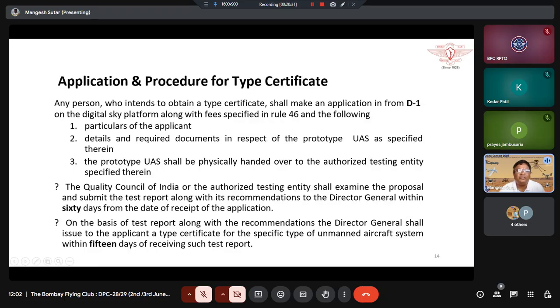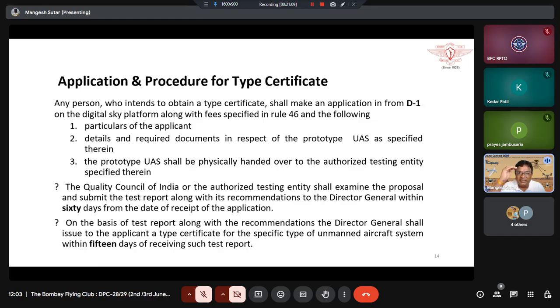Now, the application and procedure of type certification: any person who intends to obtain a type certificate can make an application in Form D1 on the Digital Sky platform along with the fees specified under Rule 46 and the following. So what can be captured in the D1 form? Particulars of the applicant, and details and required documents with respect to the prototype UAS as specified therein. The prototype UAS shall be physically handed over to the authorized testing entity specified therein.